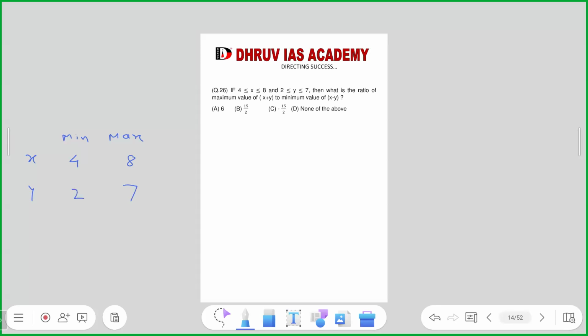Now the maximum value of x plus y will be 8 plus 7, that is 15. Now the minimum value of x minus y. For having the minimum value of x minus y, what you should have is 4 minus 7. That will be the minimum value. The minimum value of x minus y will be 4 minus 7, that is minus 3. So the ratio of the maximum value of x plus y to the minimum value of x minus y will be 15 upon minus 3.